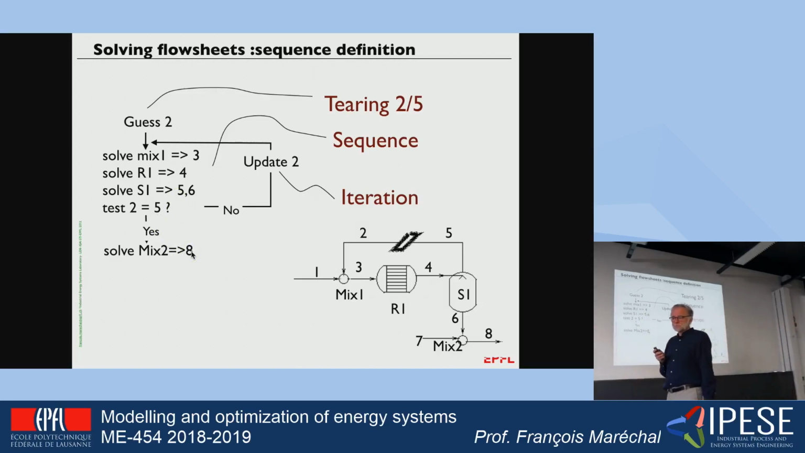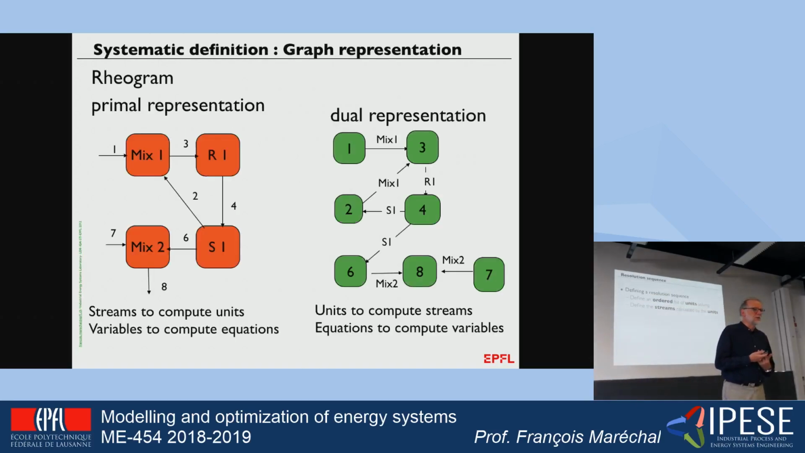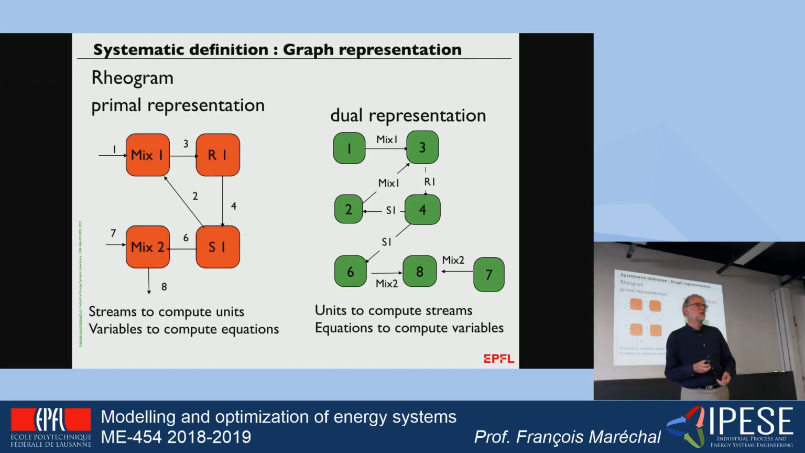So the question is now, how do I define the ordered list of units and define the streams that can be calculated, which one will be calculated in the sequence? There is a special, structured way to solve the problem. If I'm using the graph theorem, what I'm going to explain is how to define the resolution sequence even for complex problems. And the principle is based on the following.